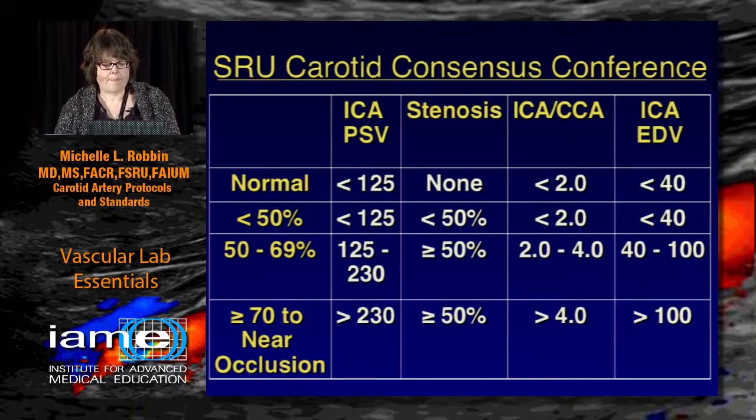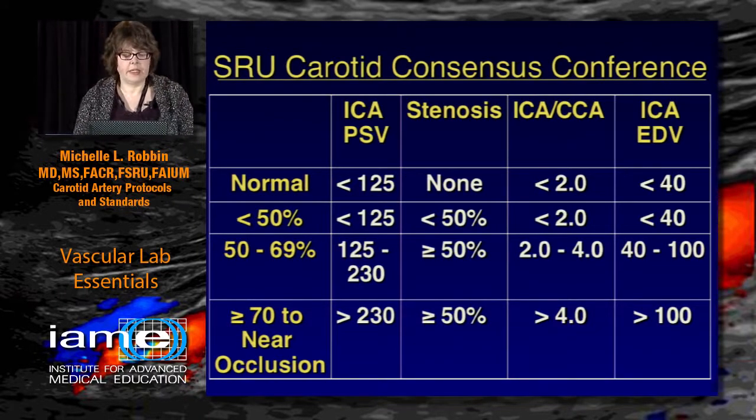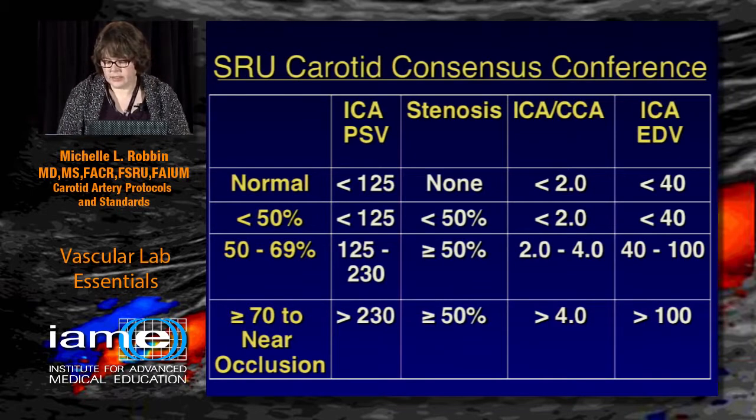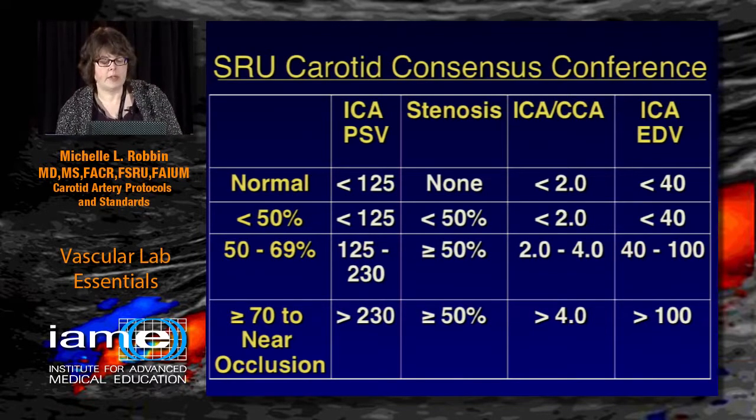I'm sure in your labs it's going to be like ours, where we really don't do a lot of angiography anymore. In my institution, we have several accredited vascular labs, and the vascular surgeons mostly just go with ultrasound. Occasionally, if there are disparate results, they'll do a CTA or an MRA. But we don't have a lot of correlative data. So for those labs that don't have a lot of correlative data, I would recommend that you use this table.